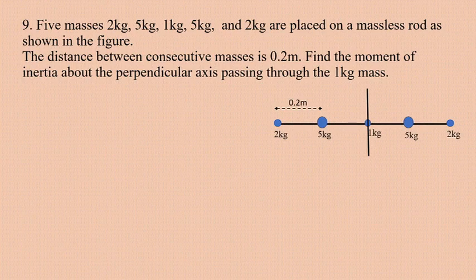Okay, now we have to find the moment of inertia of each particle and then find the total moment of inertia. So let us write this is the mass m1, this is m2, this is m3 and this is m4.